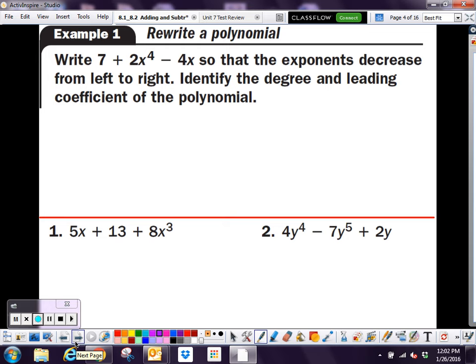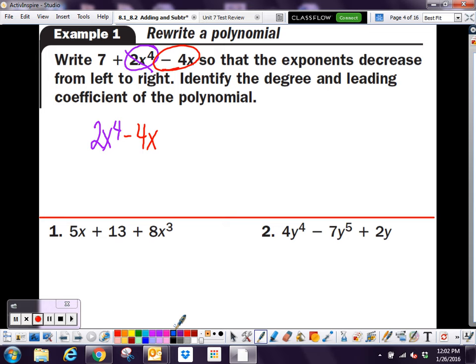So this says, write 7 plus 2x to the 4th minus 4x so that the exponents decrease from left to right. Identify the degree and the leading coefficient of the polynomial. All right, so here we go. We're going to write this with the exponents from the biggest to the smallest. So we want to see what term has the biggest exponent. All right, the 2x to the 4th does. So I'm going to write that first. Now that's positive 2x to the 4th. So I'm going to have 2x to the 4th. I'm going to cross that out so I know I've used it. Then I have a minus 4x.